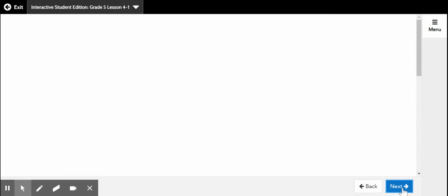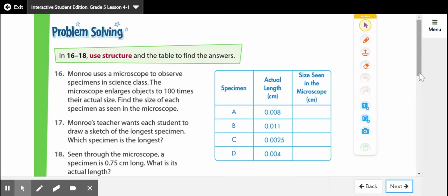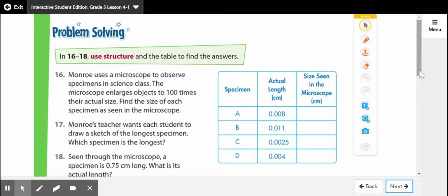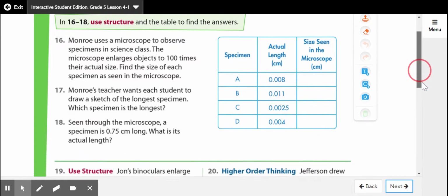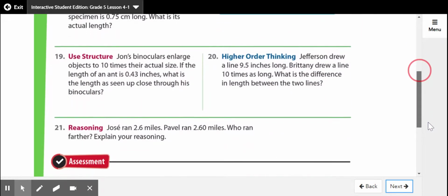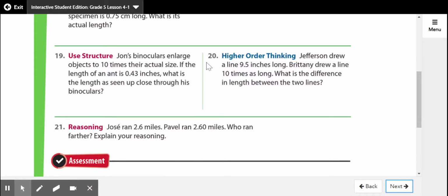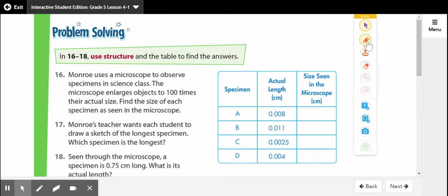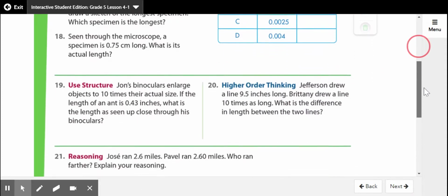Okay, let's work on some problems, and then I'll let you get to your homework here. Here's one, number 20. Let's do this one together. Let's use a different color. You gotta have fun when you're working online.